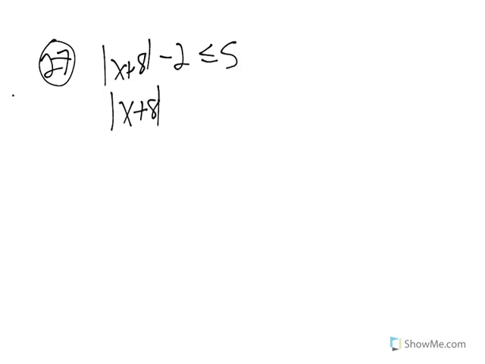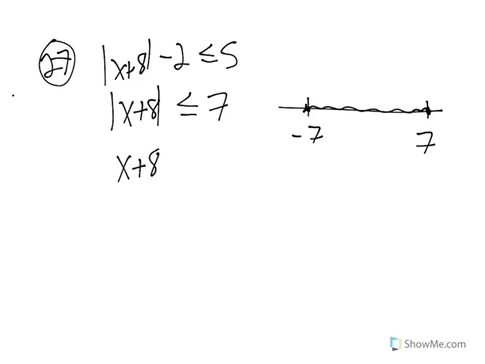All right, so question 27, just an absolute value and inequality. So we got absolute value of x plus 8 minus 2 needs to be less than or equal to 5. So absolute value of x plus 8 needs to be less than or equal to 7. So picture-wise, that says it has to be somewhere between negative 7 and 7, right? So how do we say that algebraically? Well, x plus 8 needs to be somewhere between 7 and negative 7, right? Negative 7 is less than or equal to x plus 8. It's less than or equal to 7.